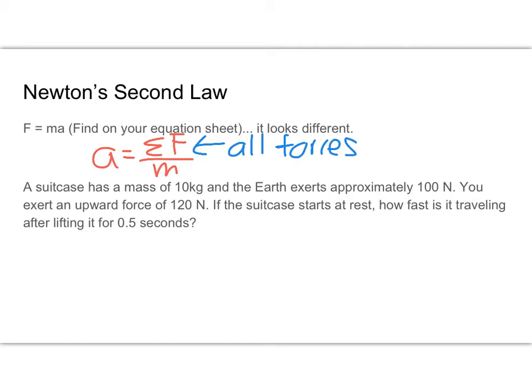Let's try a problem to think about what's going on. A suitcase has a mass of 10 kilograms, and the Earth exerts approximately 100 newtons on the suitcase. You exert a force upwards of 120 newtons. So right here, I'm pulling it up with 120 newtons, but the Earth is pulling it down with 100 newtons. If the suitcase starts at rest, how fast is it traveling after lifting it for 0.5 seconds?